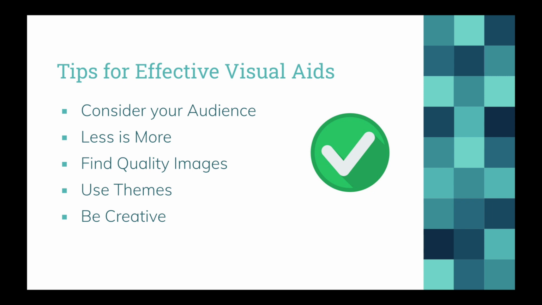You do not want to have a million pictures on one slide. It's also important to find quality images. You want to make sure that your images are clear and do not have watermarks all over them. Themes are important to use. It creates uniformity throughout the presentation, and it also can make your presentation stand out from others. Be creative with what themes you choose and what images you include in your presentation.